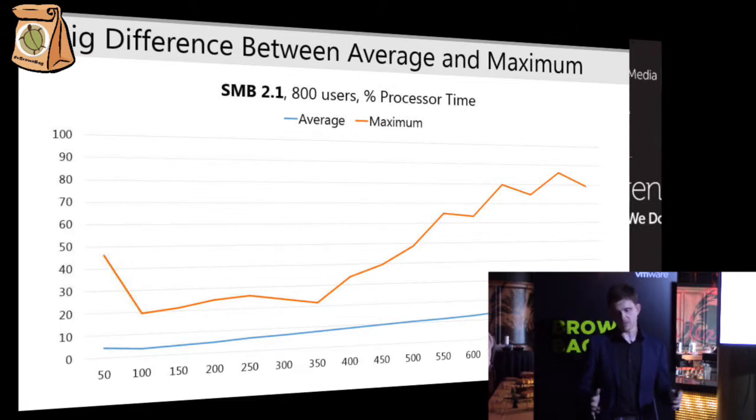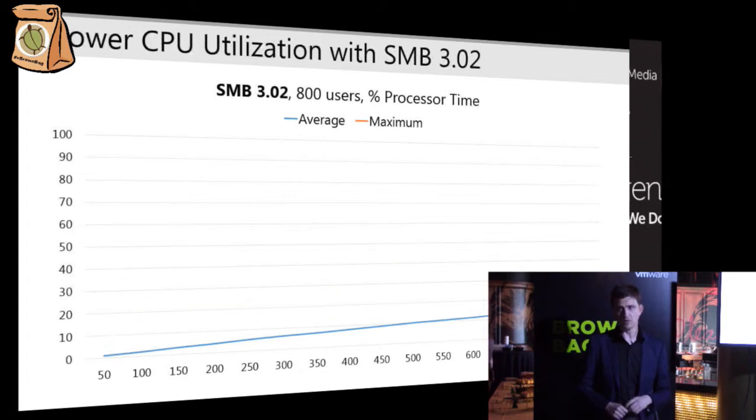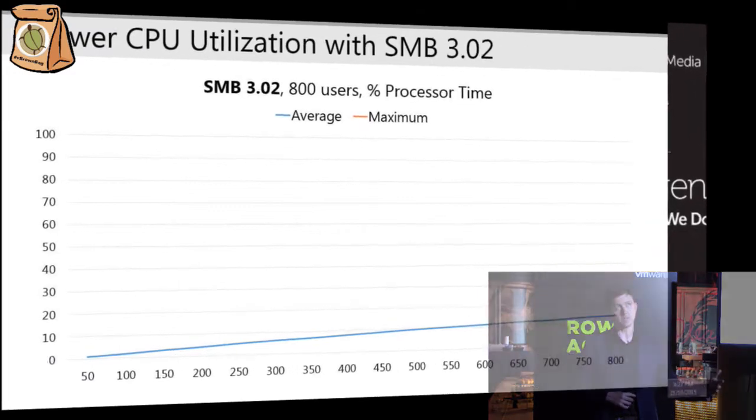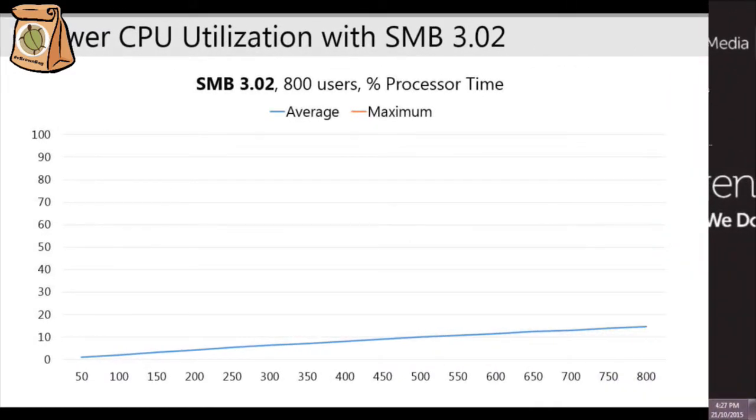Now, if we run exactly the same test, but this time look at SMB3. Instead of Windows 2008 R2 on the back end, now we have 2012 R2 on the back end. Clients remained 8.1. Our maximum CPU utilization looks very similar. The average looks very similar. The line's pretty much the same, but maximums tell a very different story. Compared to SMB2 or Windows 2008 R2, your maximum processor utilization drops quite significantly.